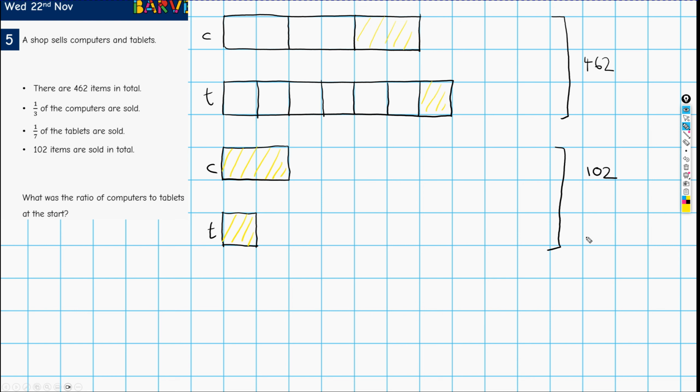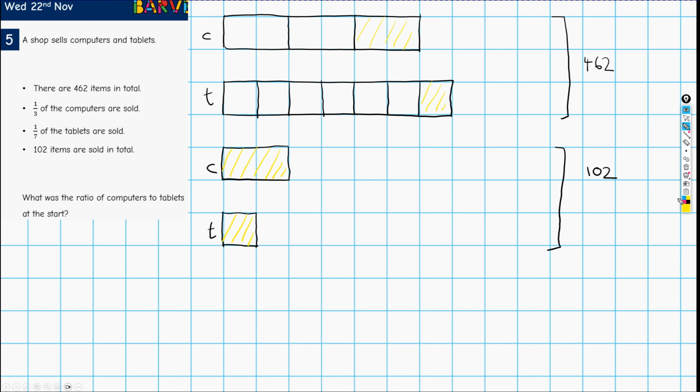Okay. So what can we do? We know that we like to use differences. We want to be able to put values here. But again, we can't, although we could work out the difference between 462 and 102, that would tell us the difference between here and between here and here. And we wouldn't know, again, how much of that difference to attribute to the difference in tablets or the difference in computers. So how could we get around that?